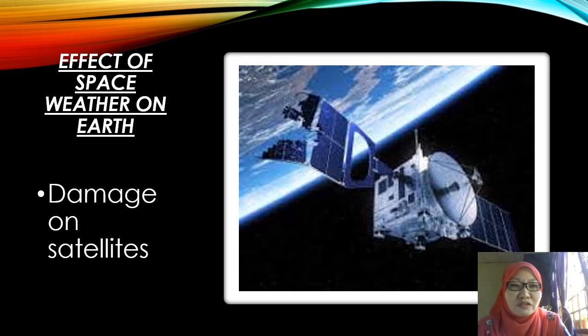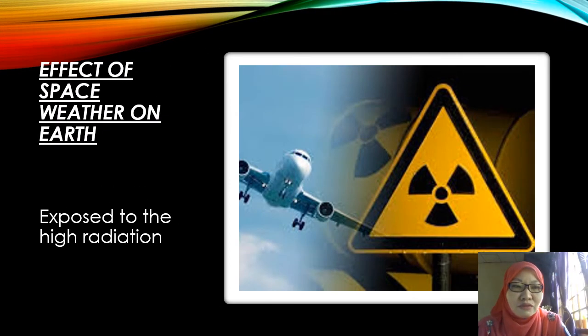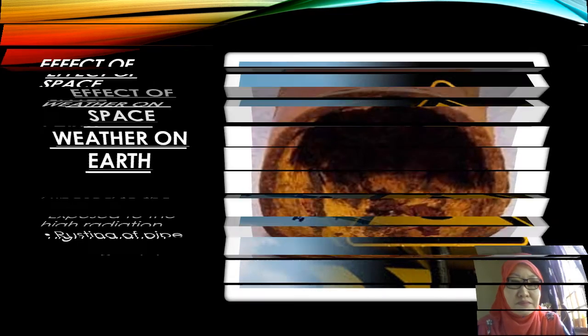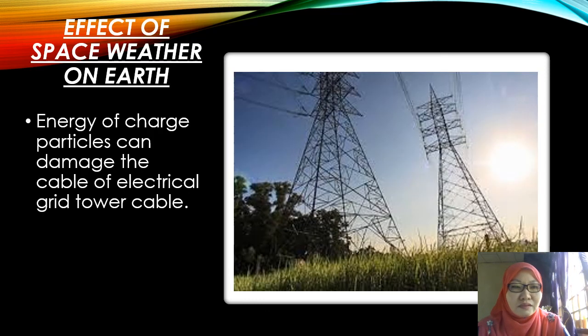Now we focus on the effects of space weather on Earth. Number 1, it can damage satellites. Number 2, exposure to high radiation. Number 3, rusting of pipes. Number 4, the energy of charged particles can damage the cables of electrical grid towers.